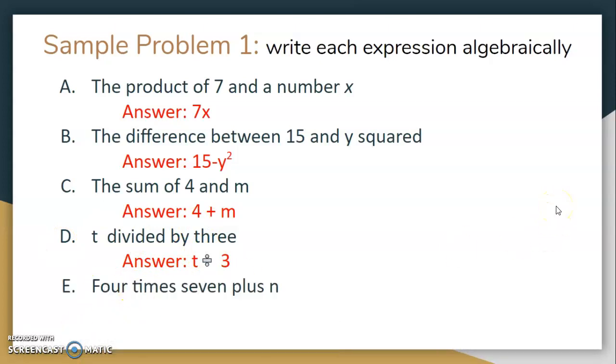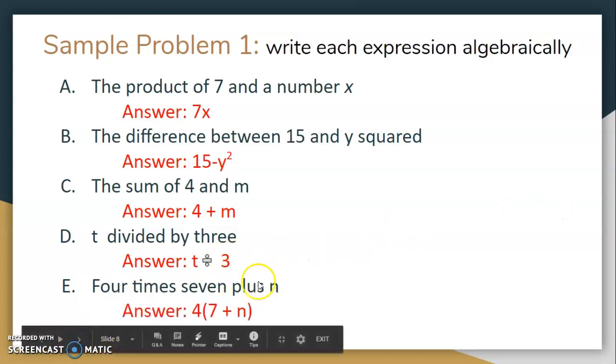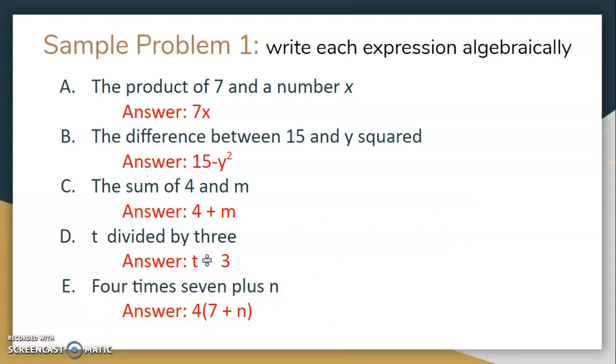4 times 7 plus n. This one has more than one operation and numbers in it. So this would be represented as 4 parentheses 7 plus n, because it says 4 times 7 plus n. So you want 7 plus n and 4 times whatever that equals. So 7 plus n, and then you multiply it times 4.